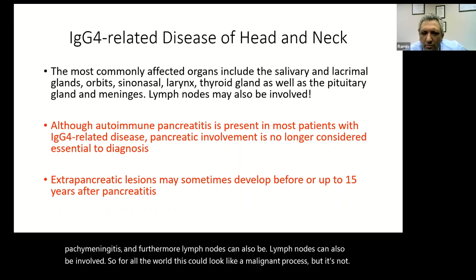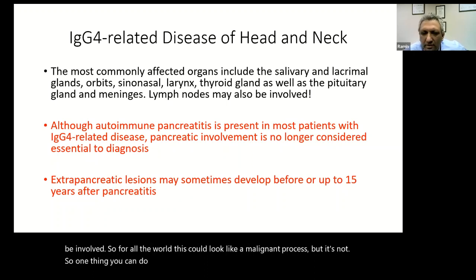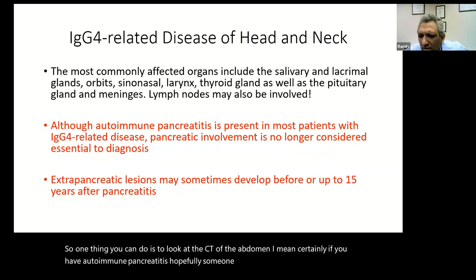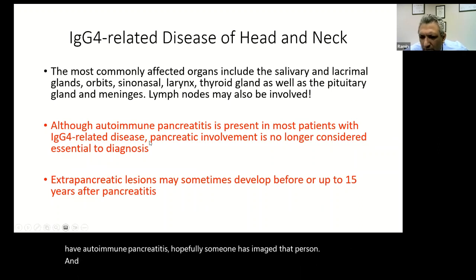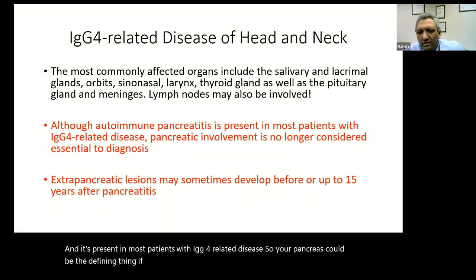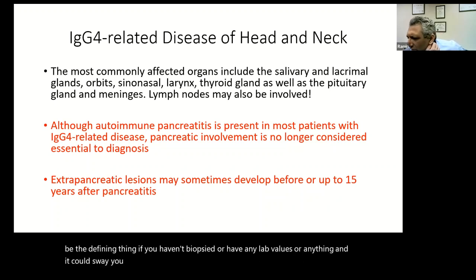So, one thing you can do is to look at the CT of the abdomen. I mean, certainly if you have autoimmune pancreatitis, hopefully someone has imaged the person. And it's present in most patients with IgG4 related disease. So your pancreas could be the defining thing if you haven't biopsied or have any lab values or anything, and it could sway you toward it, but you don't have to have pancreatic involvement.